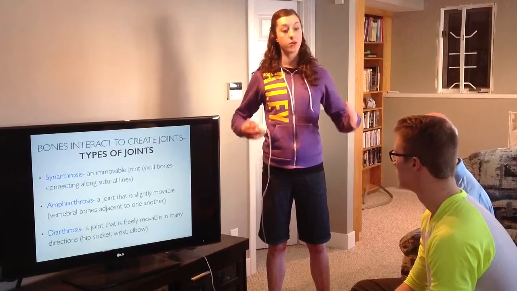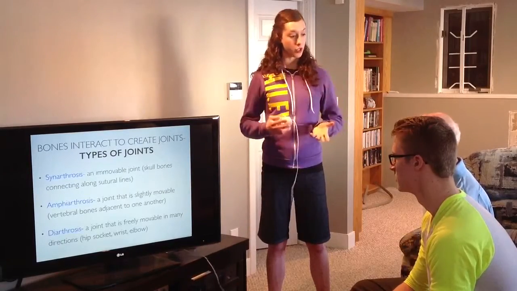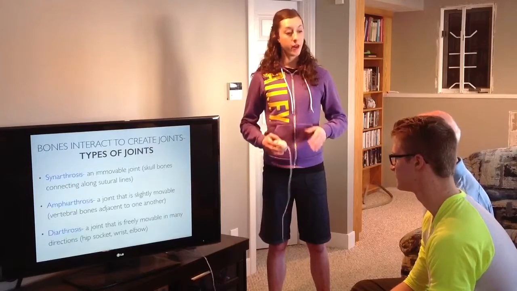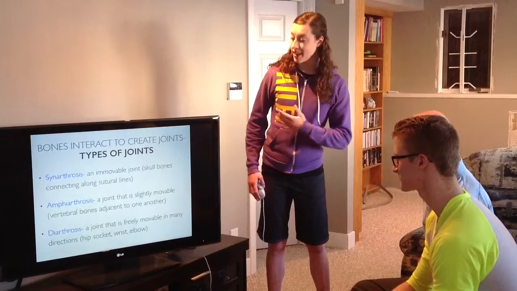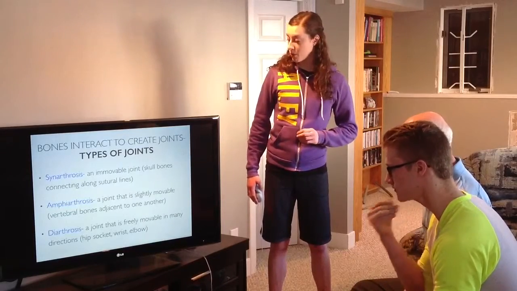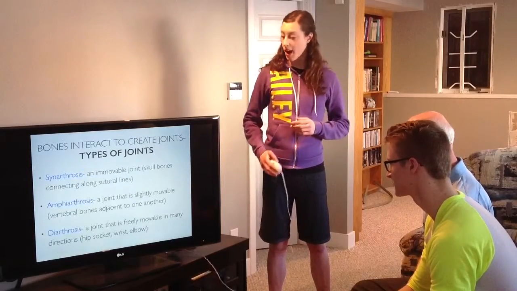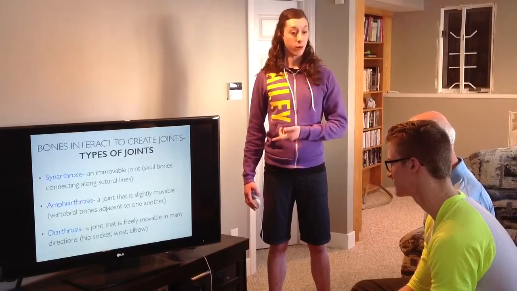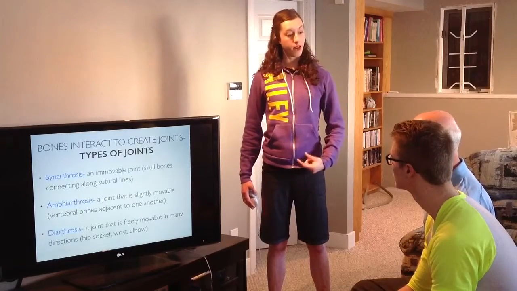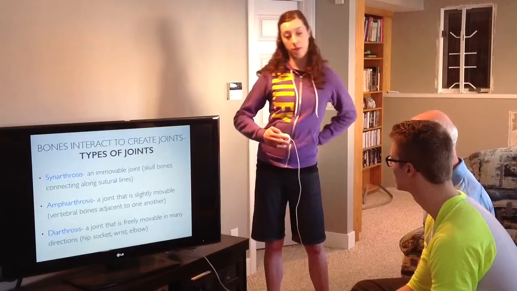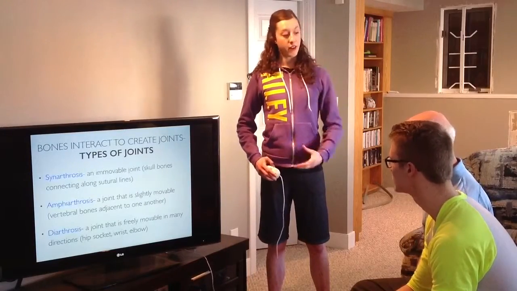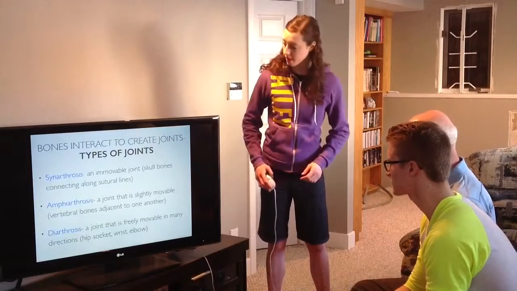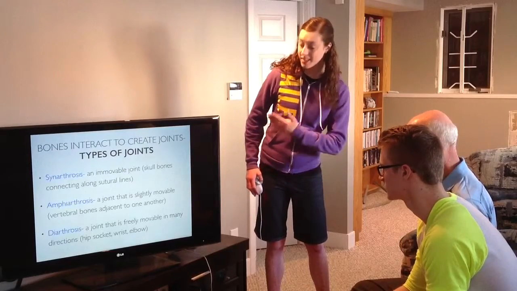Although many skull bones are put together to create one structure, there's no movement between them because we want good protection for our brains. The next type is an amphiarthrosis. This type of joint has slight movement, and we would find this in our vertebral bones, so our vertebral column. We have slight movement in our spine, but they cannot move in all directions because we still need that very distinct structure. And thirdly, we have a diarthrosis.